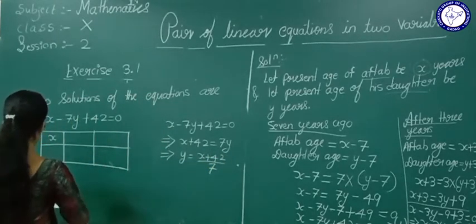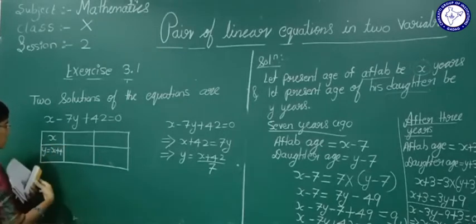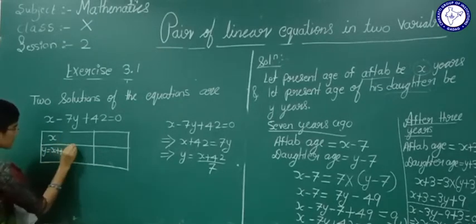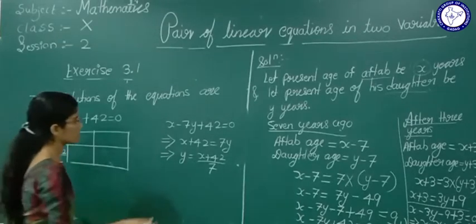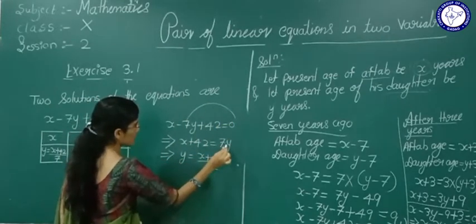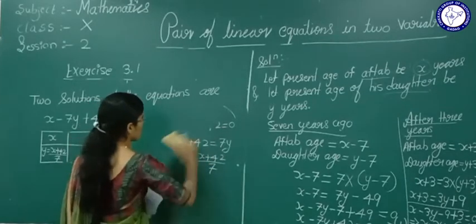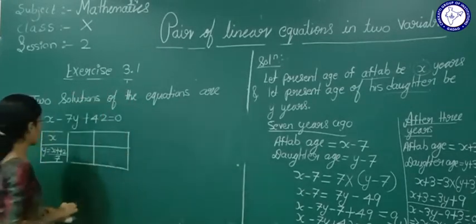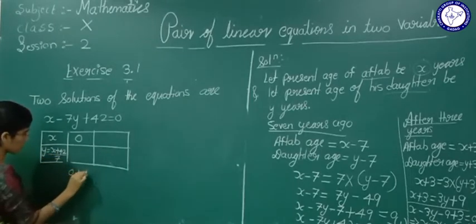It will be y is equal to x plus 42 divided by 7. See here, x I kept here plus 42, if this goes to the other side it will become plus 7y, right? y is equal to x plus 42 divided by 7. Now see here, if I take x as 0, what is the value of y? 0 plus 42 by 7.